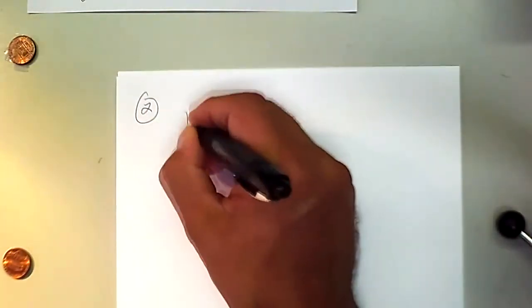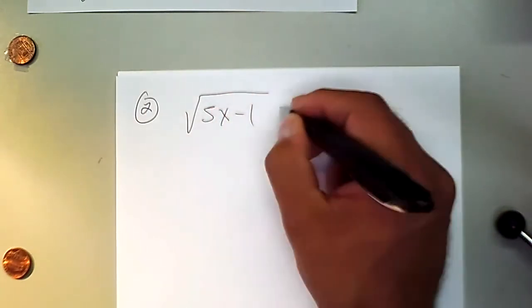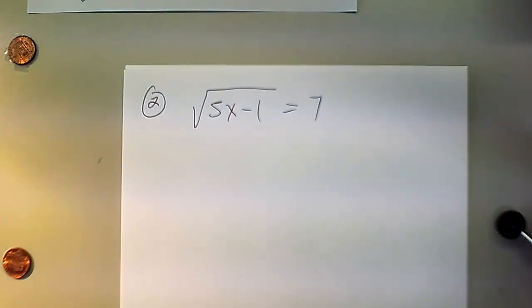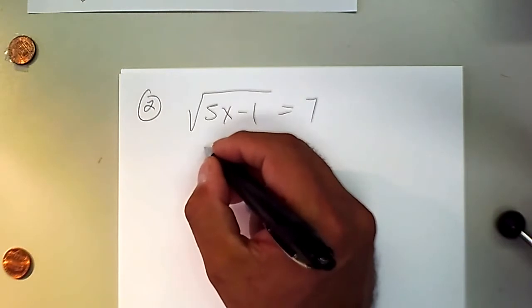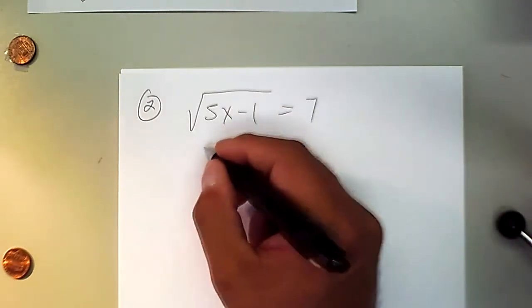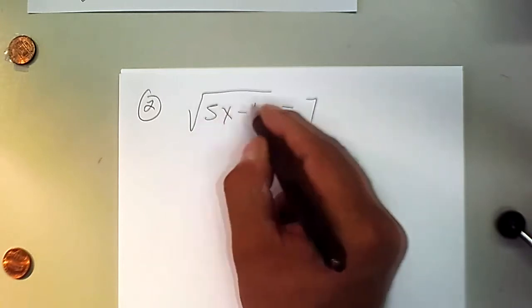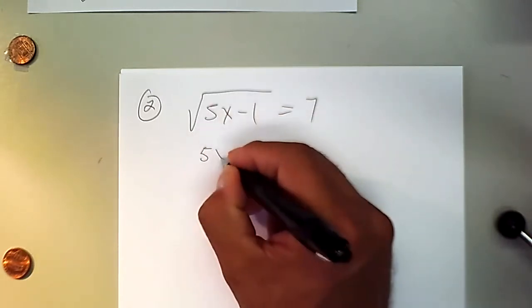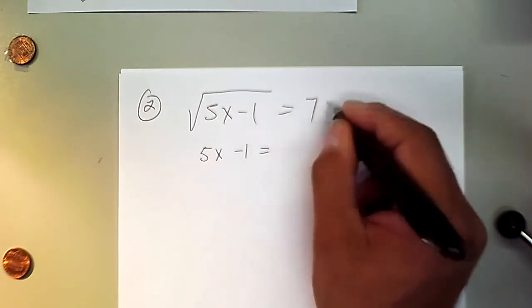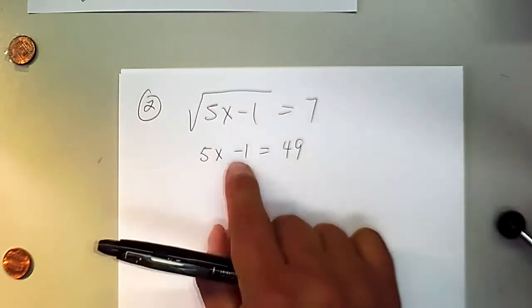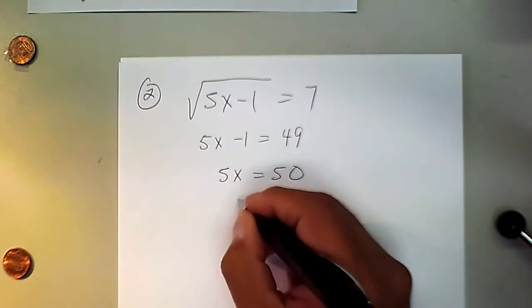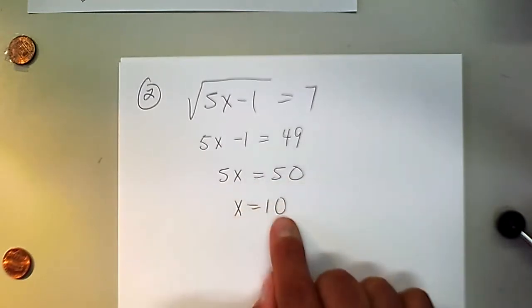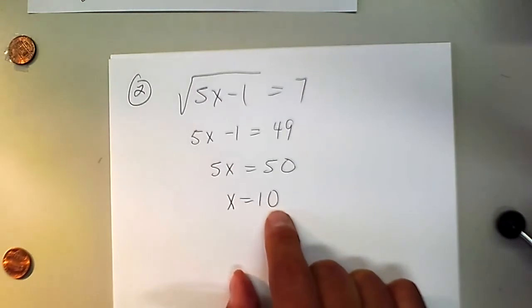Now, if we had instead the square root of 5x minus 1 equals +7, then maybe there is a solution. So we investigate. We square both sides of the equation. When we square this, we end up with no root: 5x minus 1 equals the square of 7, which is 49. Add 1 to both sides, so 5x equals 50. Divide by 5, x equals 10, but stop. Don't box your solution.